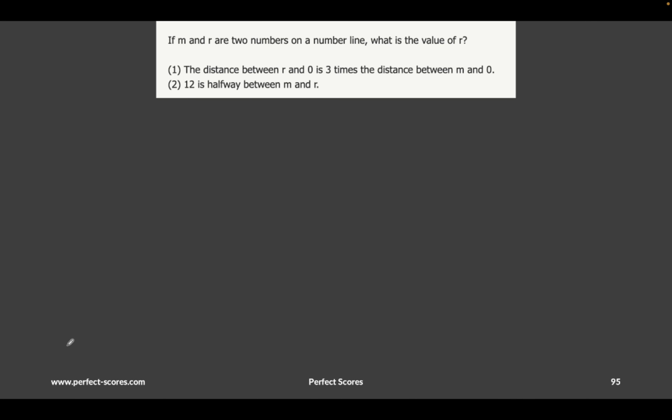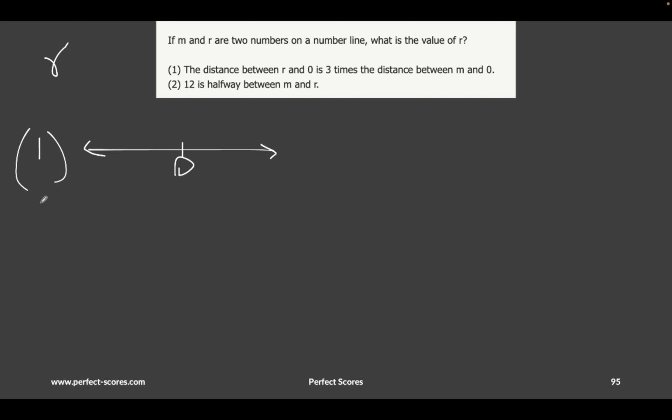Okay, so let's look at this question here. This question says that if m and r are two numbers on a number line, what is the value of r? So we want to know the value of r. The first statement says the distance between r and 0 is 3 times the distance between m and 0. So if you draw a number line here and 0 is here, how can you express distance on a number line?